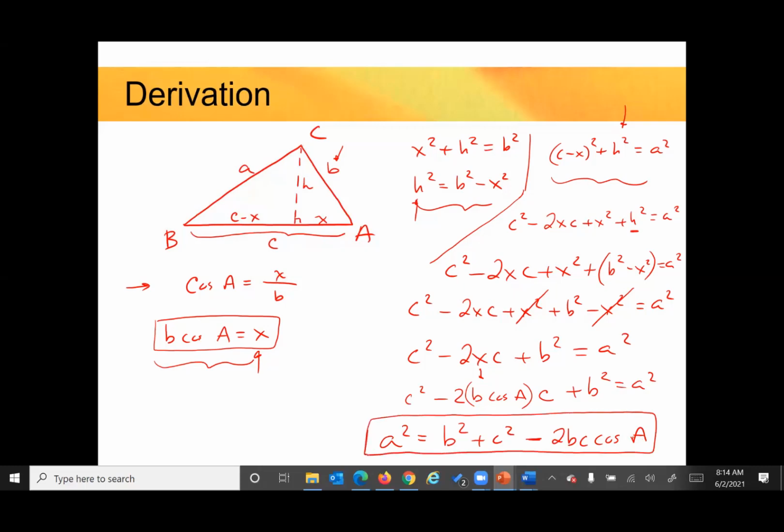Okay, are we good? There it is. Awesome. Derived and everything. We just created a whole new law in trigonometry. Okay, so let's go back real quickly here.